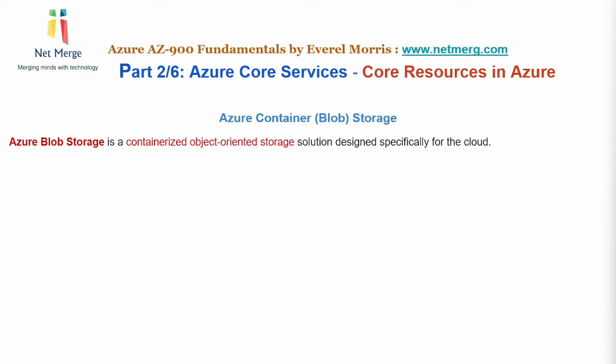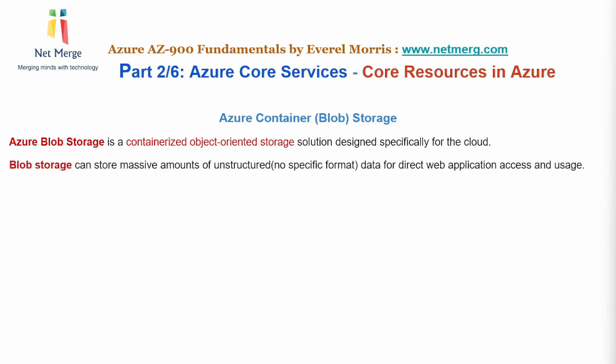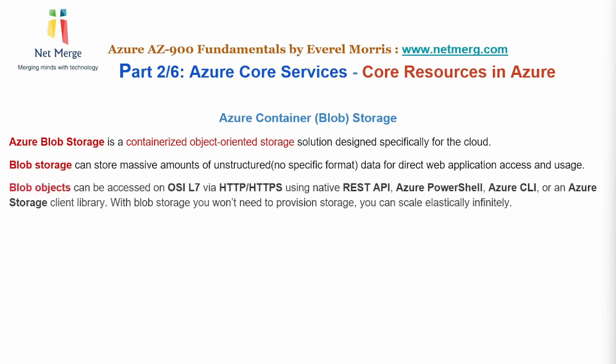If you're a developer, you understand the difference with the object-oriented type of storage. Now, blob storage can store massive amounts of unstructured, non-specific data with non-specific format for direct web application access and usage. So you could access the blob object over the internet. That's an option. You could access it at the OSI level 7 HTTP and HTTPS layer using native REST API, Azure PowerShell, Azure client-side interface, or Azure Storage Client Library.